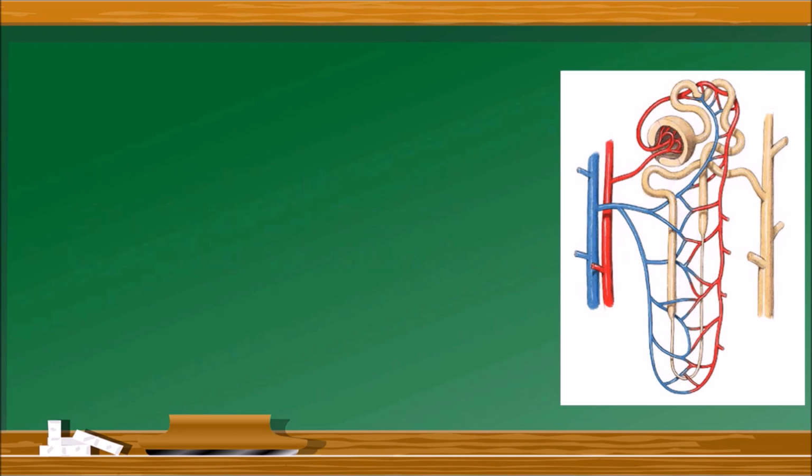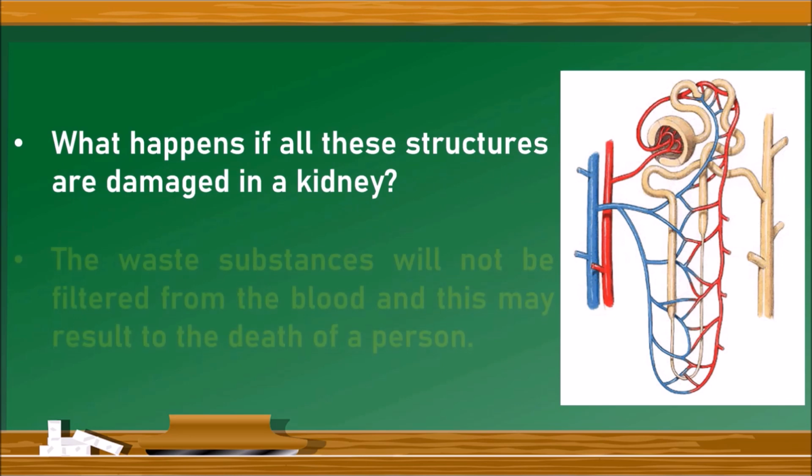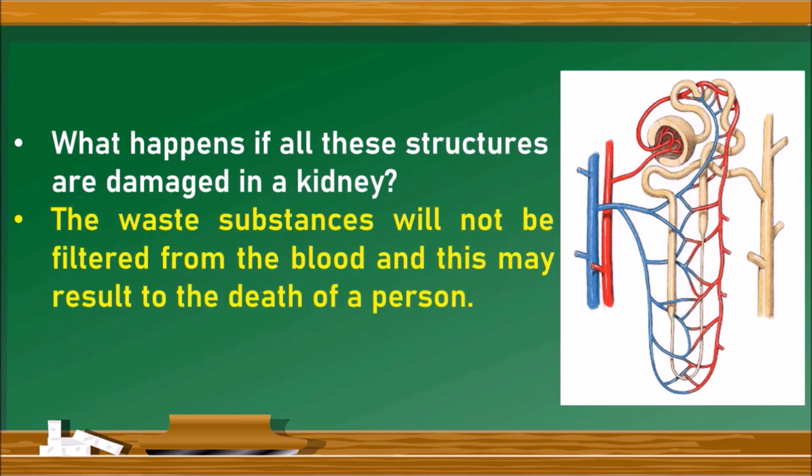Next question. What happens if all these structures are damaged in the kidney? The waste substances will not be filtered from the blood, and this may result in the death of a person. Let us go to the next question.